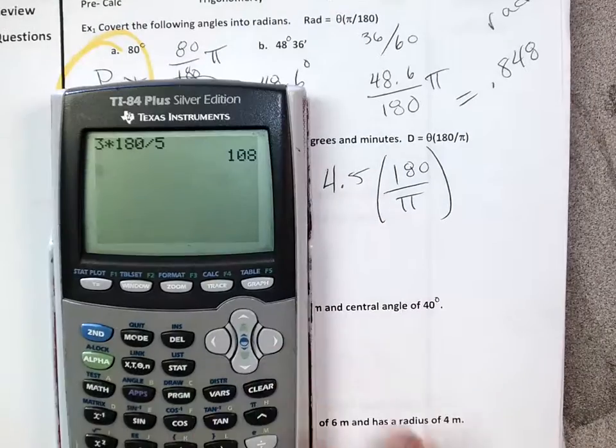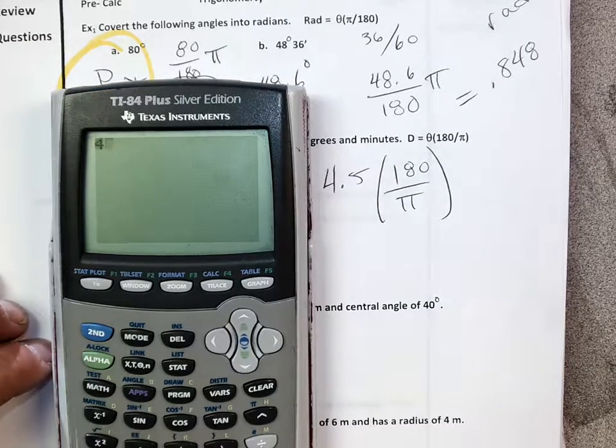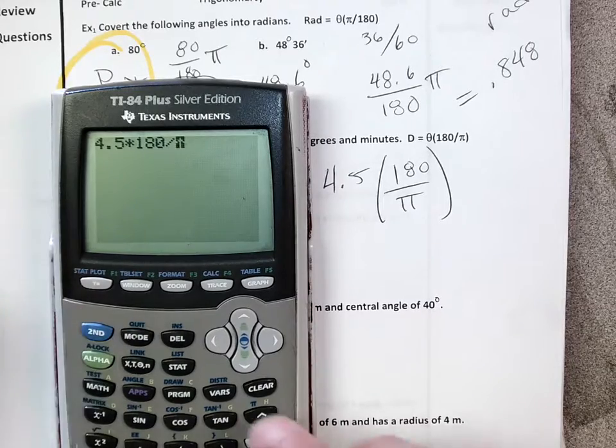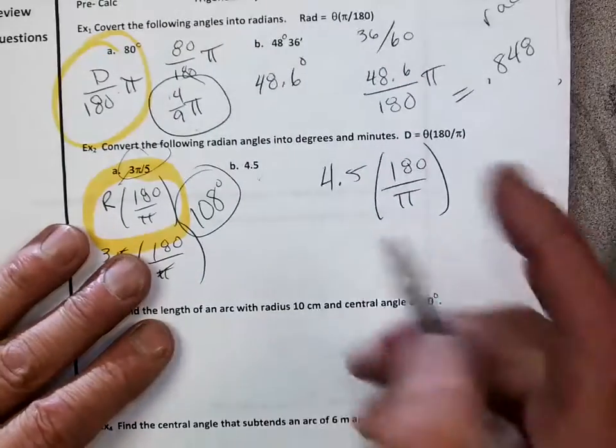I can live with a decimal. I really can. If I can live with 3.14, I can live with a decimal, okay? So 4.5 times 180 divided by pi, okay? I get about 257.83 degrees.